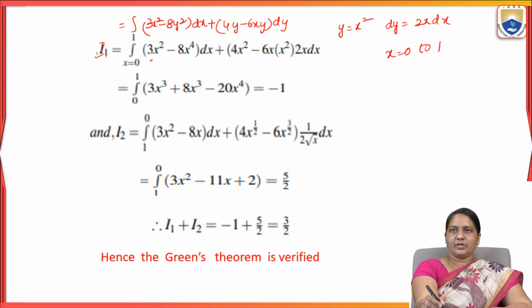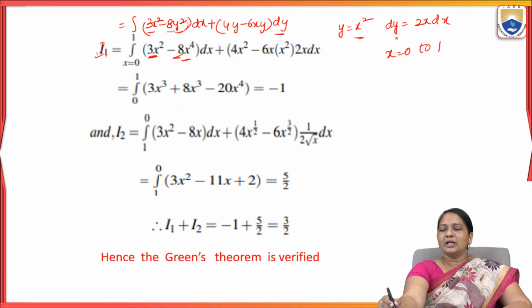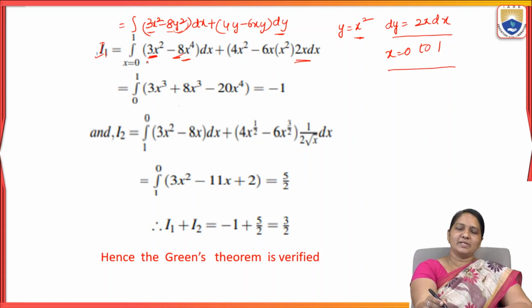So here 3x square and all y terms we are going to convert into x terms here. So 3x square as it is, 8 into y square, so y equal to x square, in place of y square we are replacing x power 4 into dx plus 4 into in place of y x square minus 6x into y equal to x square into dy. dy is nothing but 2x into dx and x limits are 0 to 1. That is only we replaced here. X equal to 0 to 1, 3x square minus 8x power 4 into dx plus 4x square minus 6x into x square into 2x dx.